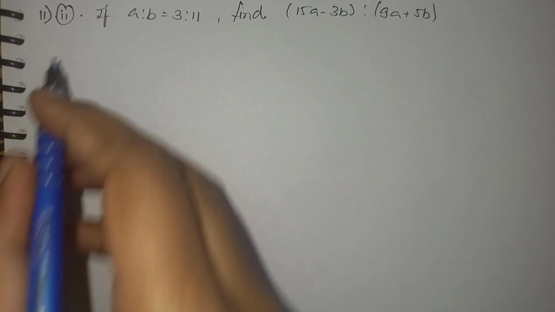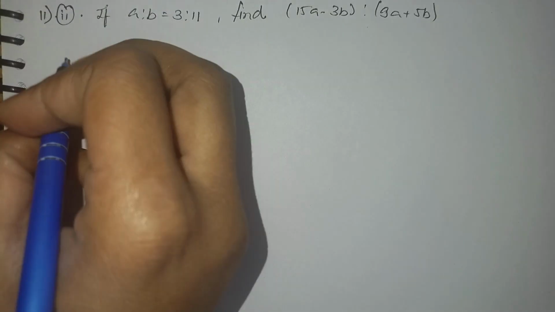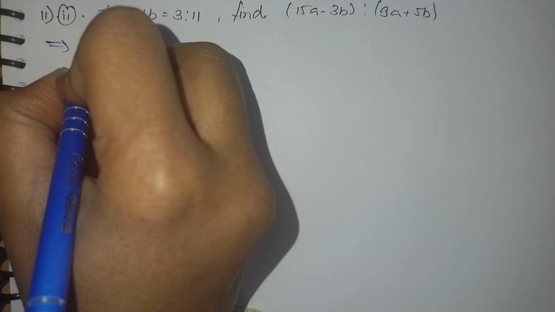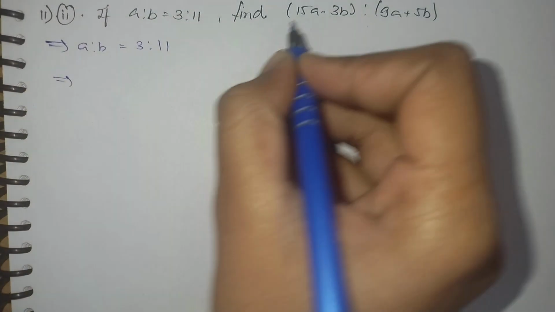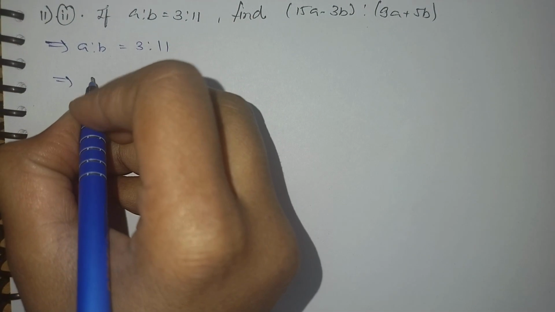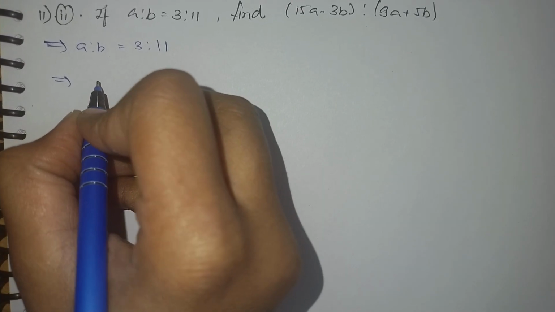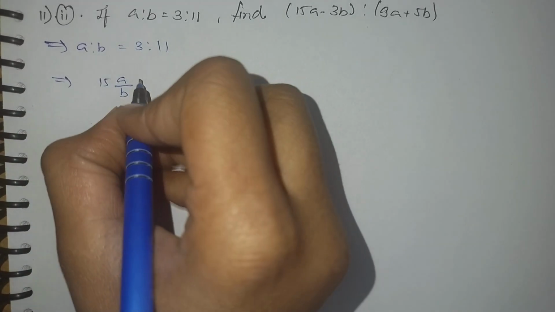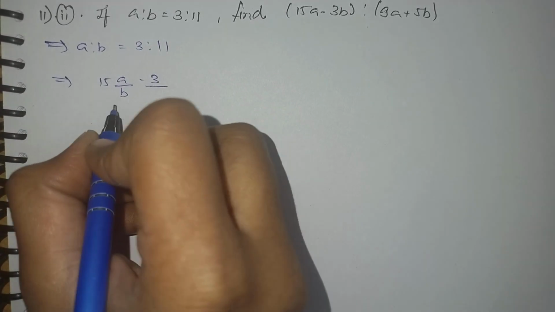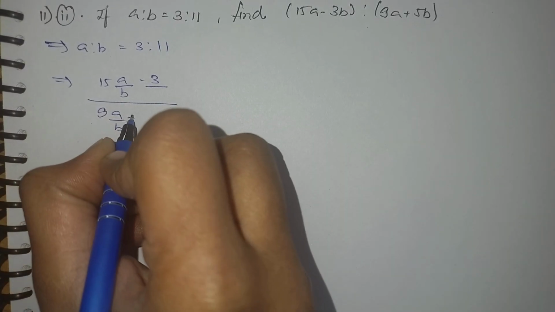Solve question number 11, second part. If A ratio B is this, then we have to find this ratio here. So if we write the values here, A ratio B is 3 ratio 11. Finding 15a minus 3b by 9a plus 5b. Firstly, we will divide it by b. So dividing it, we will get 15a by b minus 3 in the numerator, and in the denominator also 9a by b plus 5.